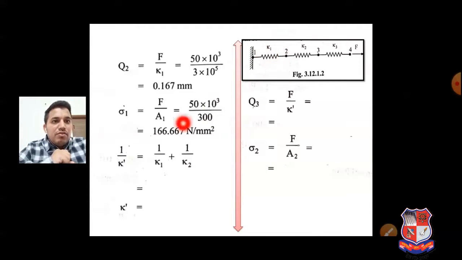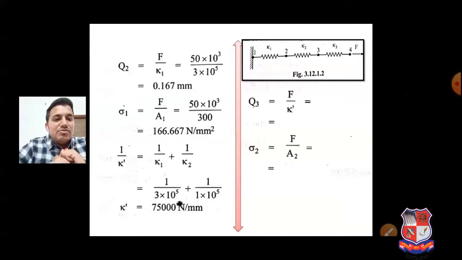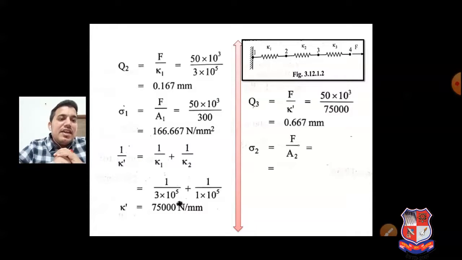So now to find the displacement at node number 3, here is Q3, but Q3 is equal to K dash, and to find K dash we formulate a parallel system. 1 by K dash is equal to 1 upon K1 plus 1 upon K2. So we put the values of K1 and K2 as per the previous formulation. Here K dash is equal to 75000 Newton per mm. Now we put the same value in Q3 and we find Q3 is equal to 0.667 mm.